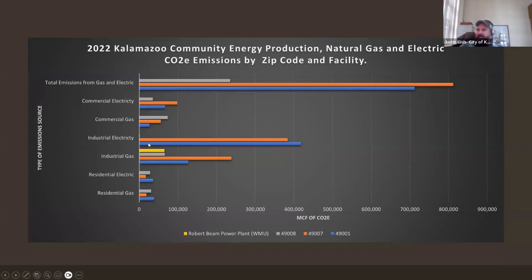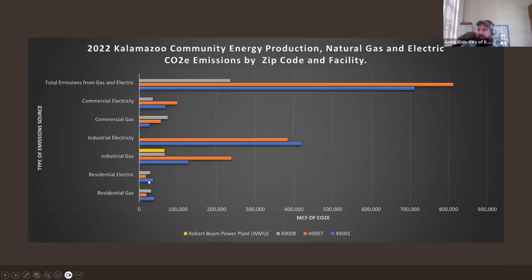I wanted to get 10 years' worth of data so I can see trends and see if, as buildings were put in there, I could pinpoint when that number jumped, and then maybe figure out what's going on there. Industrial gas, that's just WMU's power plant there in 49008. Industrial gas here, that's probably a good chunk the wastewater treatment plant, more so probably Graphic Packaging. We'll talk about that in a little bit.